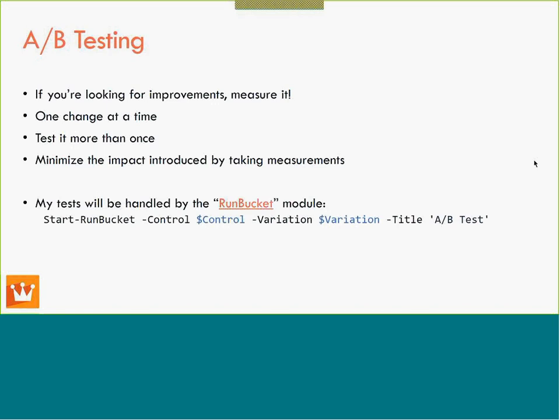So my tests tonight are going to be handled by a module called RunBucket. And basically what it does is take a pair of script blocks, a control and a variation. And for the most part, the control is going to be what you would generally do in a PowerShell script, and the variation is something else you can try.